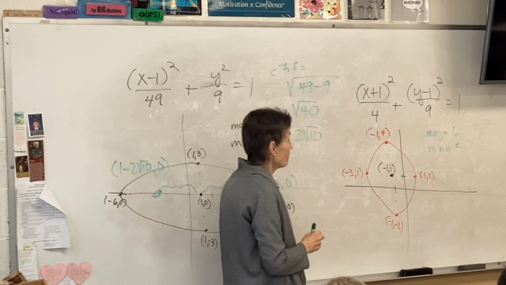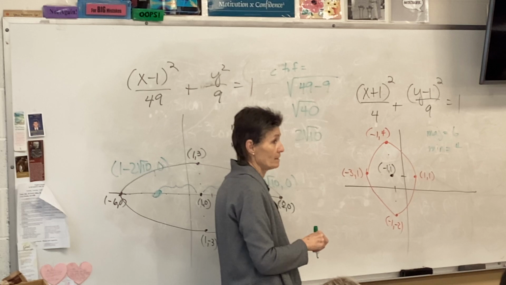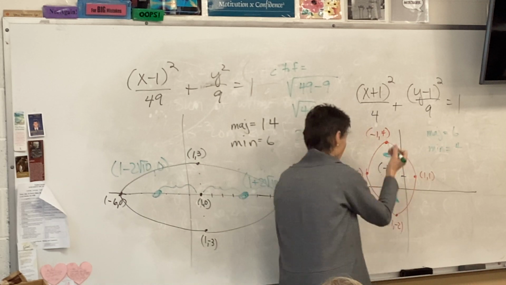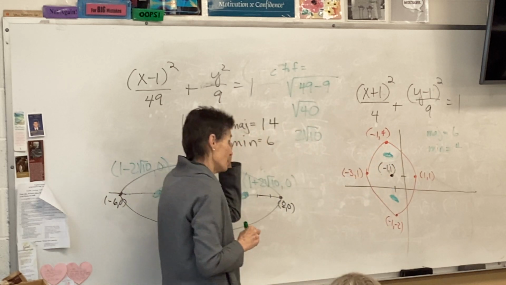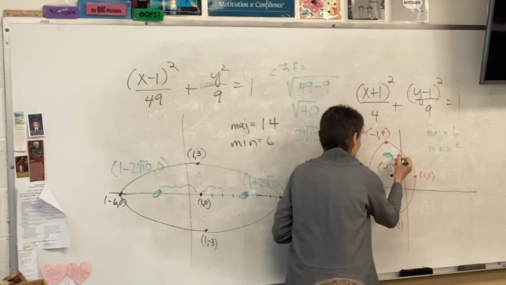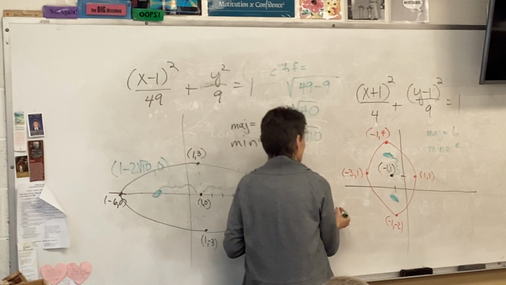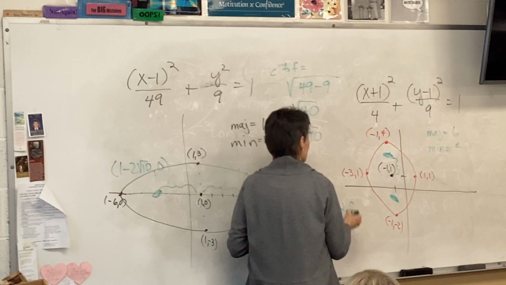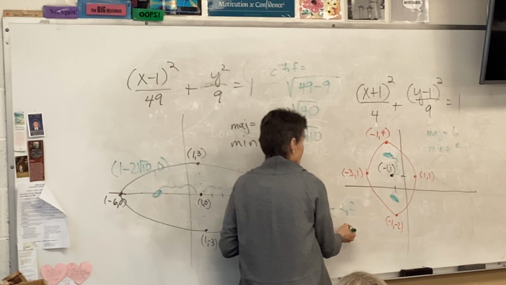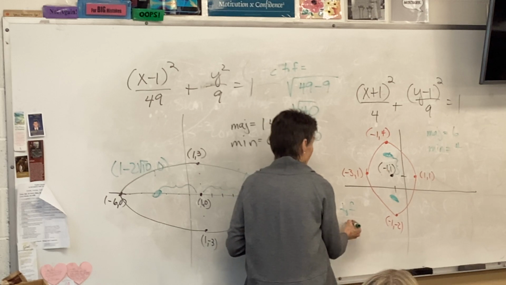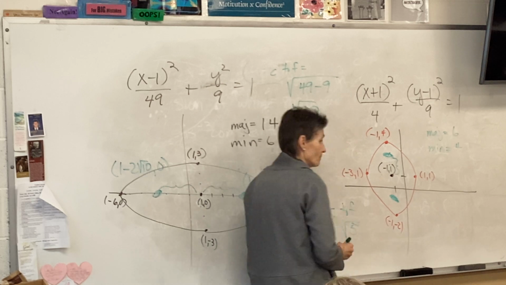And I know that my foci are always on the major, so they're going to be here somewhere. Again, doesn't matter, they're there somewhere. So I need to figure out this distance. How far is it from the center to the focus in this ellipse? Would it be 4 minus 9 or 9 minus 4? 9 minus 4. With the square root of 9 minus 4, which is 5. The square root of 5.